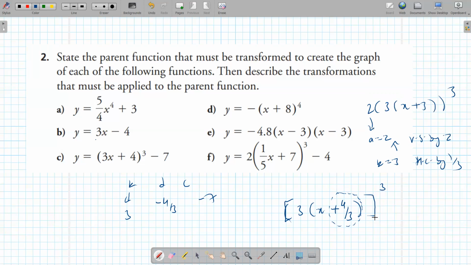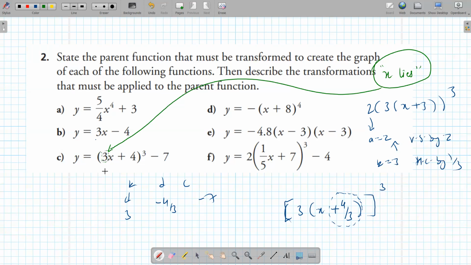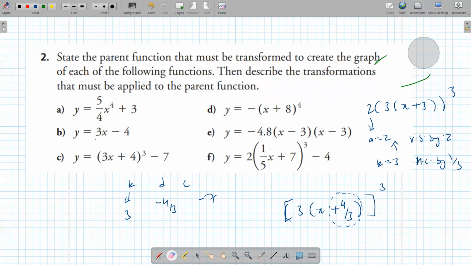Another way to think about this, someone told me once upon a time, is that X lies. I don't know if that makes any sense. X lies means the number that's attached with the X, you'd expect it to be a stretch, but it's actually a compression. So that is a horizontal compression. What does D minus 4 over 3 do? Well, it goes to the left by 4 over 3. C is negative 7. Left, right, up, down? Down. Down 7 units, exactly.